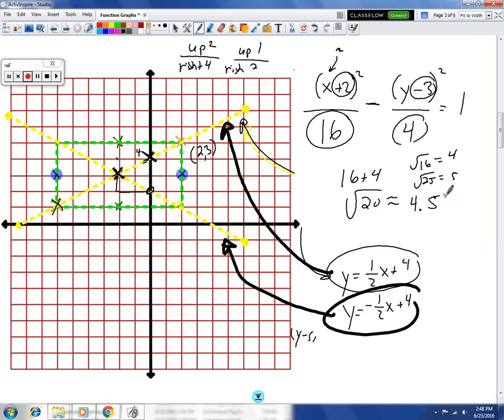Okay, so how do I find my foci? I start with the center. I go right 4.5, 1, 2, 3, 4. So it's just a little bit. Oh, I didn't do my curves. Okay. Ooh, this graph's getting very messy. So let me clear this stuff off.